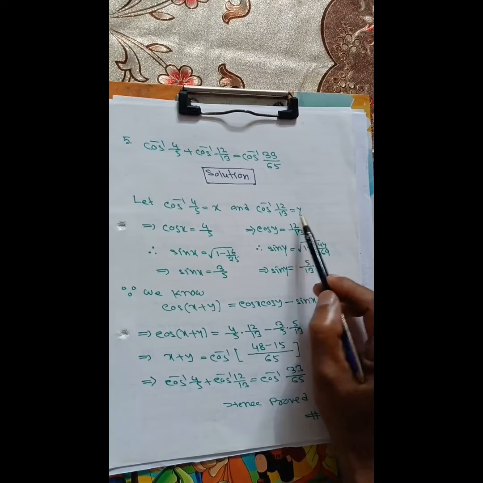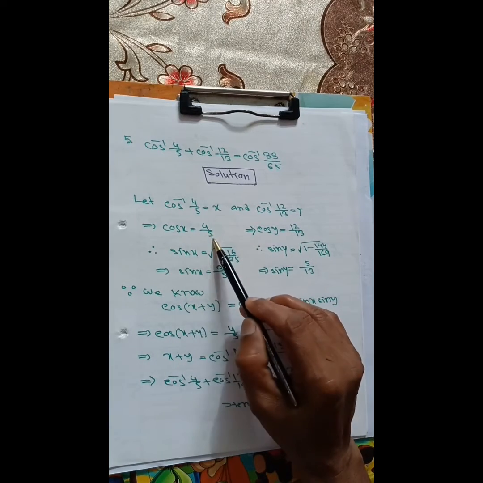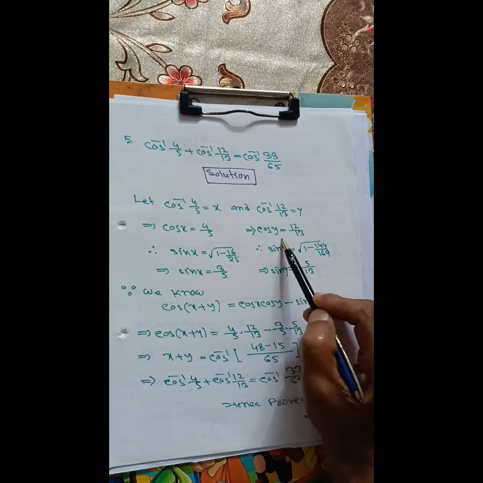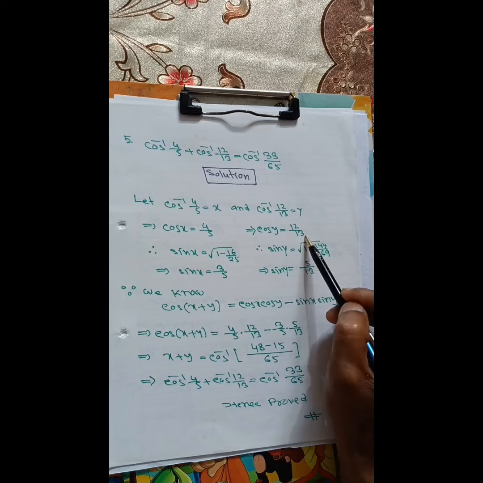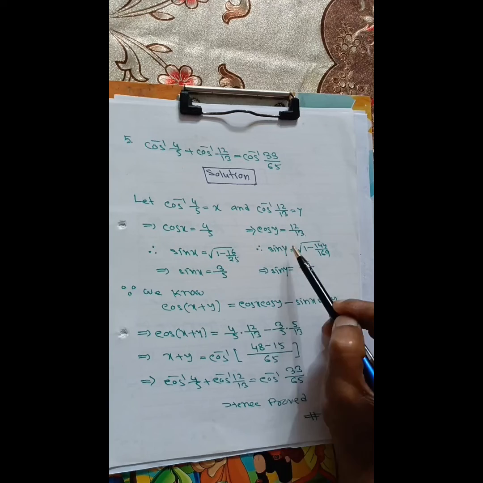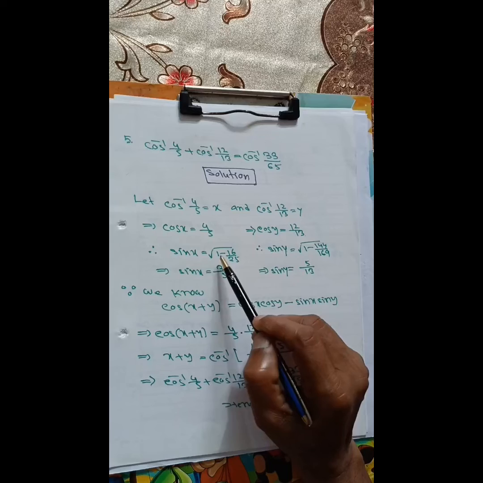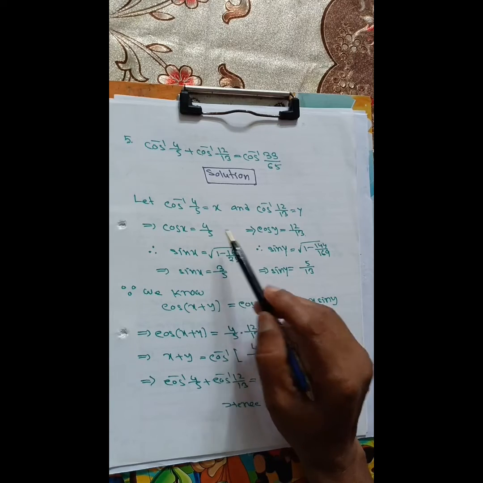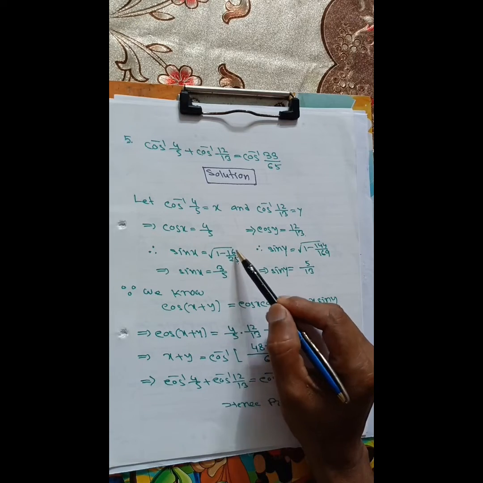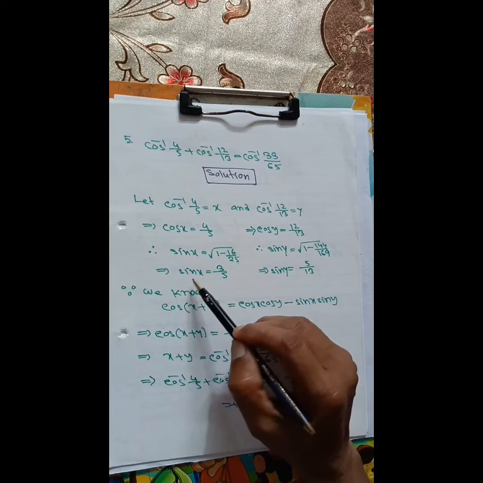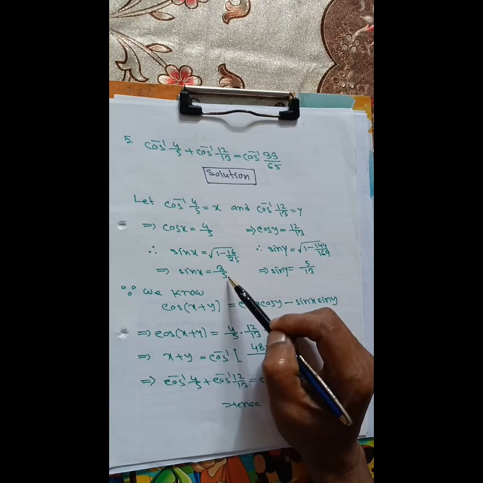is equal to y. Then we get cos x is equal to 4 by 5. Here we get cos y is equal to 12 by 13. Now we find the values of sin x and sin y. Then sin x is equal to root over 1 minus cos square x, so it becomes 16 by 25. After simple calculation, we get sin x is equal to 3 by 5.